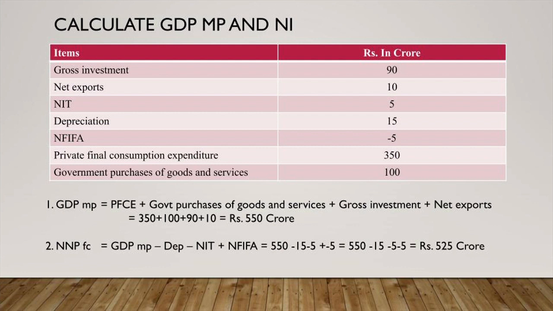To find GDP-MP, add the private final consumption expenditure, the gross investment. The gross domestic capital formation is here given as gross investment by all sectors, and then government final consumption expenditure is given as government purchase of goods and services, and net exports is given directly. Add these four components to get GDP-MP, which is rupees 550 crores. To find national income, that is NNPFC, GDP-MP minus depreciation minus net indirect tax plus the net factor income from abroad. All these items are directly given in the question, so substitute them and you will get national income as rupees 525 crores.